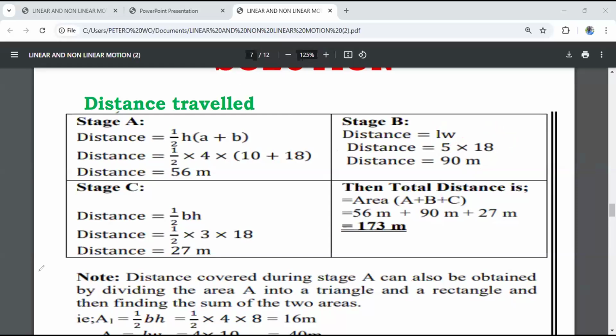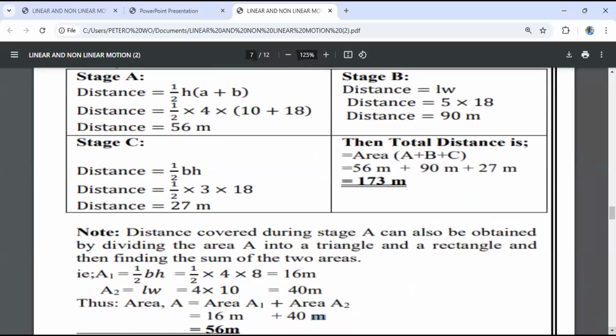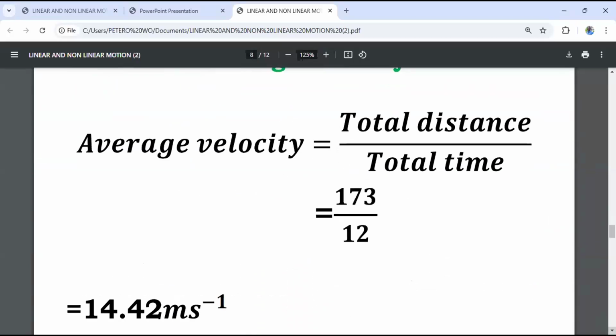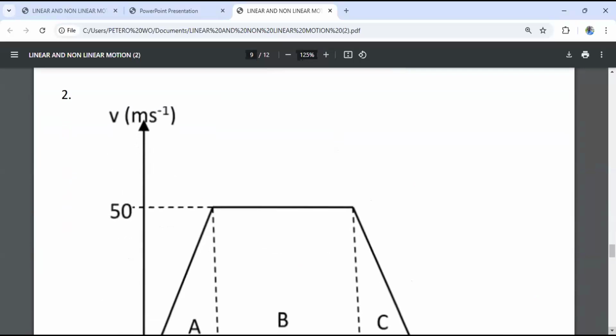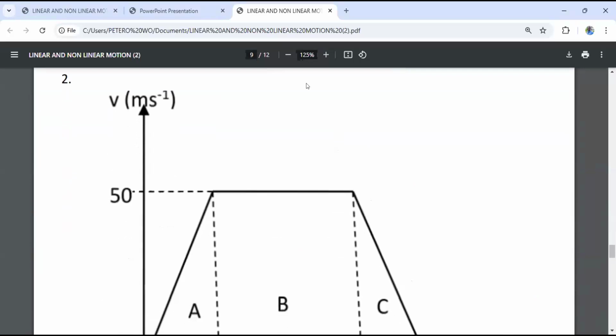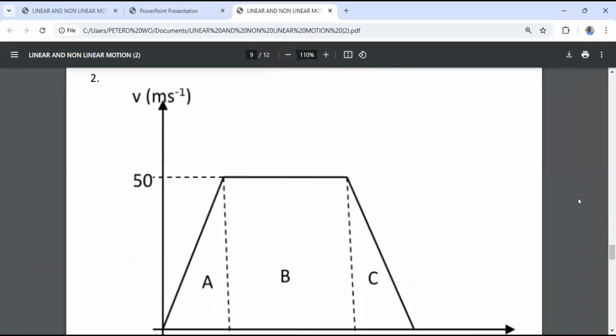Okay, that is our example for calculating distance and average velocity. And we are going to try and see if we can also get both of them. So for each graph that I'm going to put here, we are getting both distance and then average velocity.